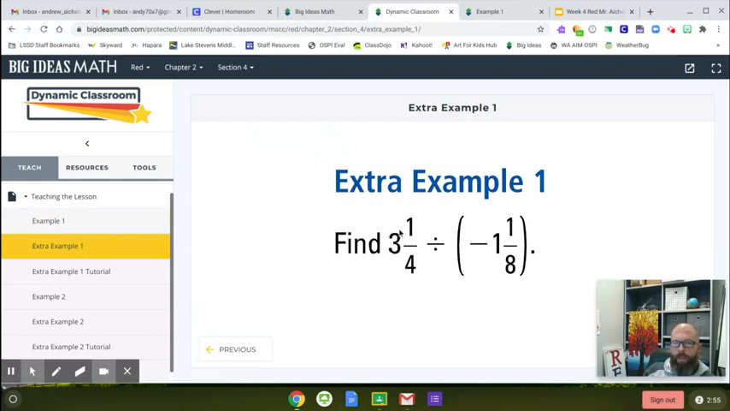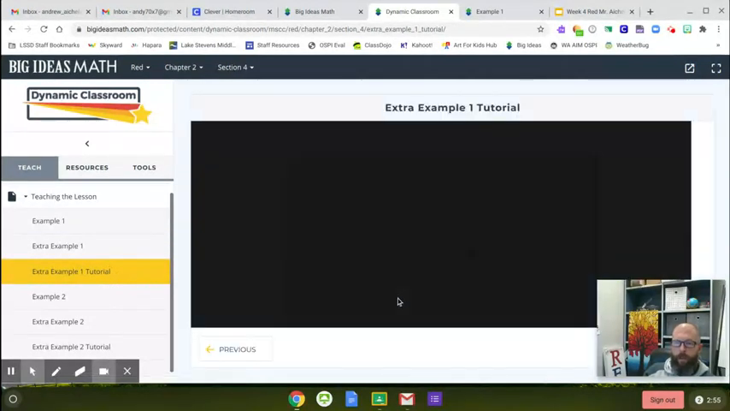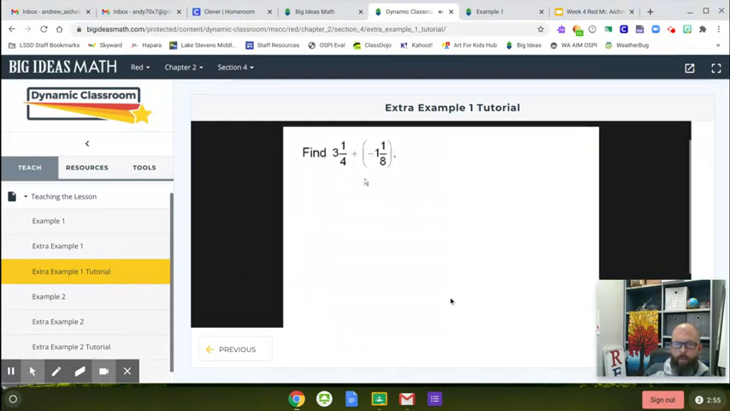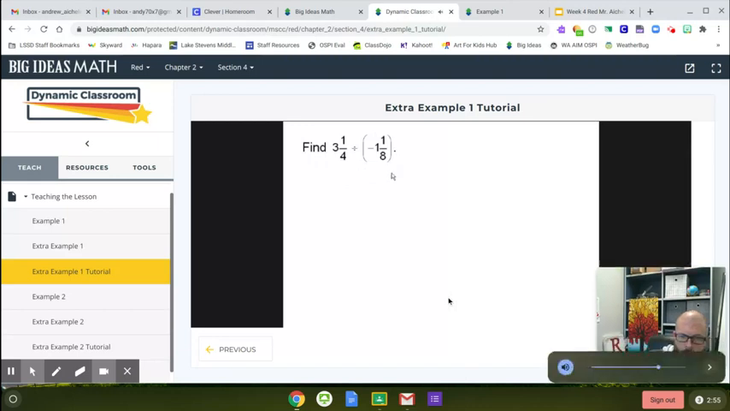Find 3 and 1/4 divided by negative 1 and 1/8. First, let's look and see how they estimate. To estimate, what we want to do is round each mixed number to the nearest integer.